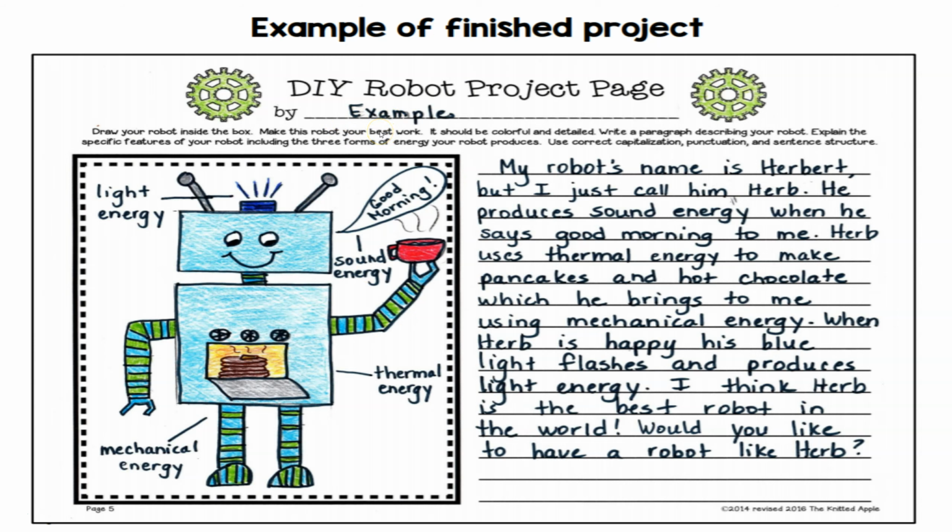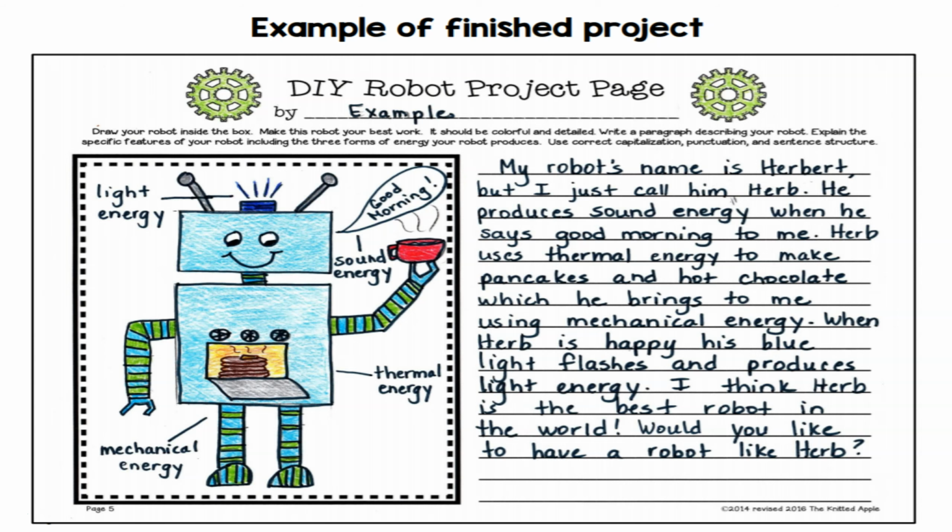This page in your packet is page 4, and you'll see that it's basically like a planning page that looks almost identical to this. So basically, you're going to be creating a robot that is colorful and detailed, and then writing a paragraph about your robot that shows that you understand at least 3 forms of energy that we have talked about.